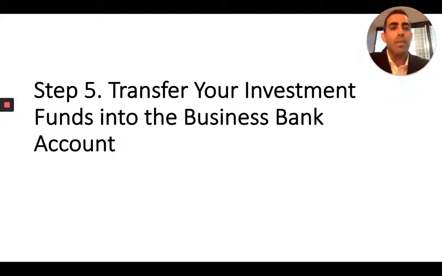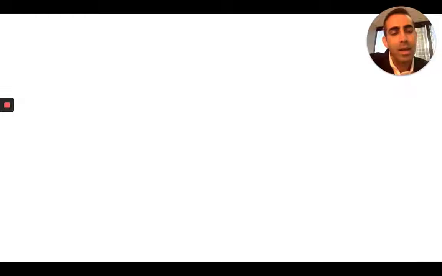So after you open the business's bank account, the next step is to transfer your investment funds into the business bank account. As many of you already know, the E2 visa requires that you must make a substantial investment in your US business. So at this stage in the process, you're supposed to transfer your investment funds into your business's bank account. Now, after the transfer of funds into the business bank account, many people think that this is now the time to apply for the visa. But that's not exactly the case, and we'll discuss that next.